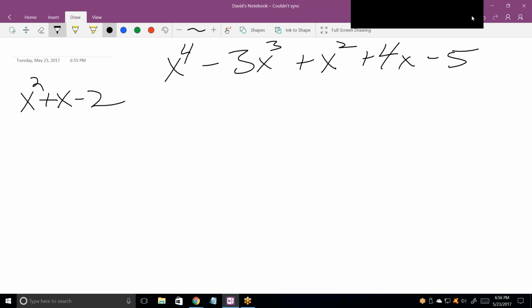Maybe by just dividing by the -2. Never had this problem. That factors into x minus 2 times x plus 1, but I don't see how that helps.